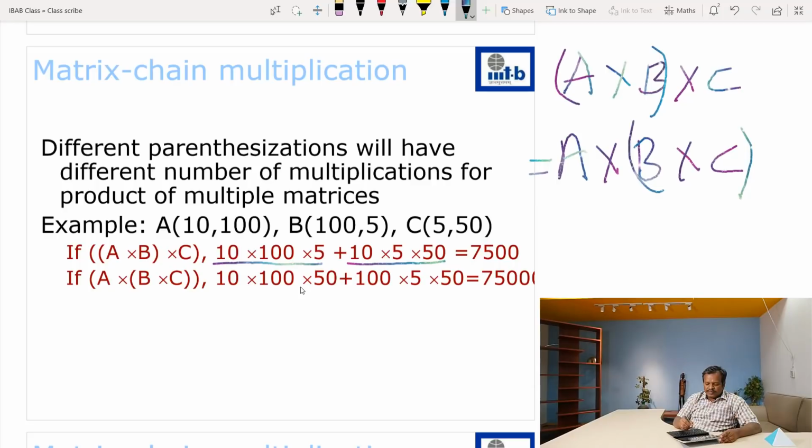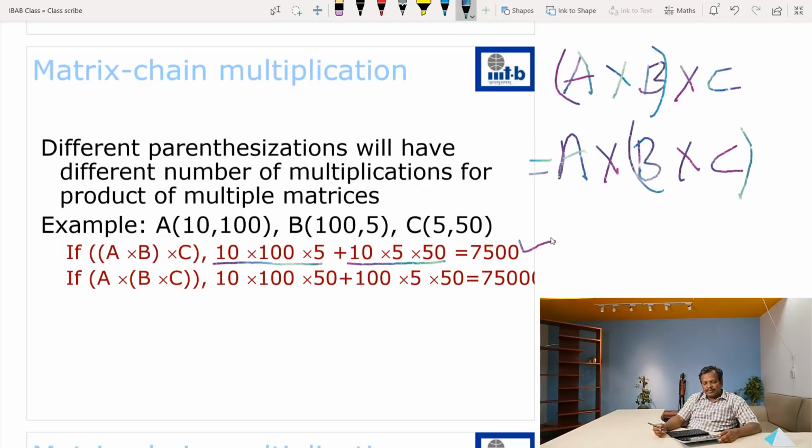So this is 5000 plus the second one. 10 into 5 into 50 is 2500. So 5000 plus 2500 is 7500.